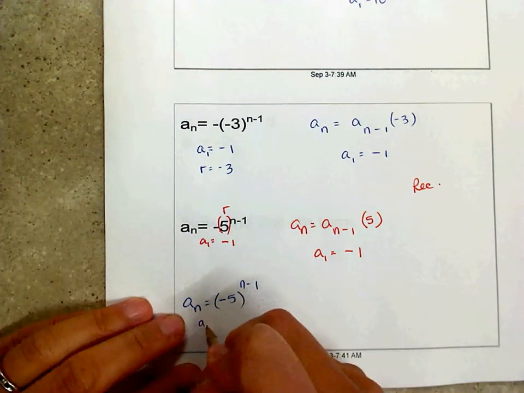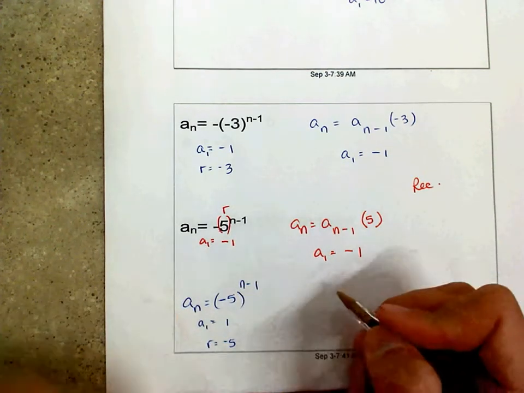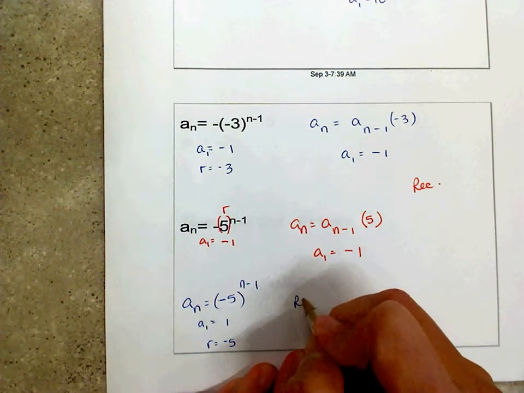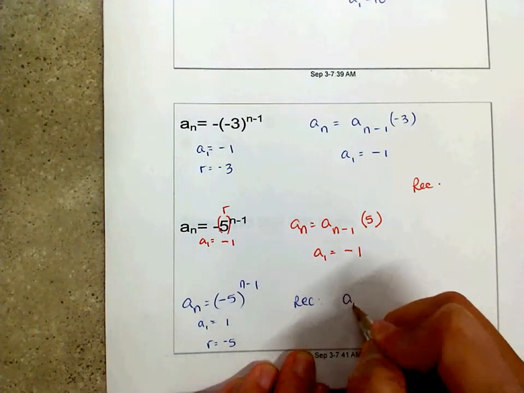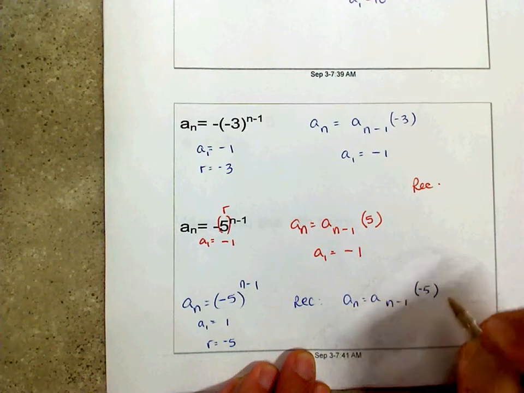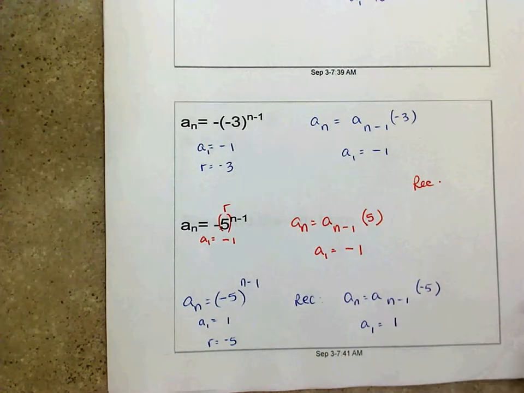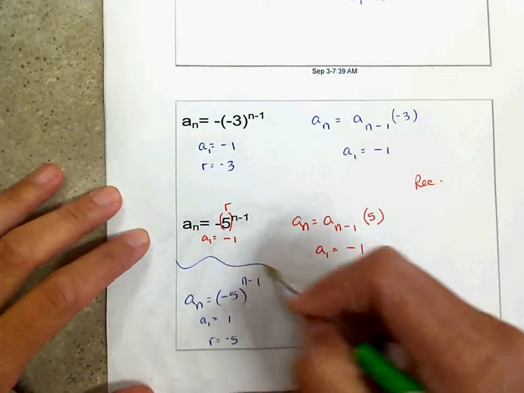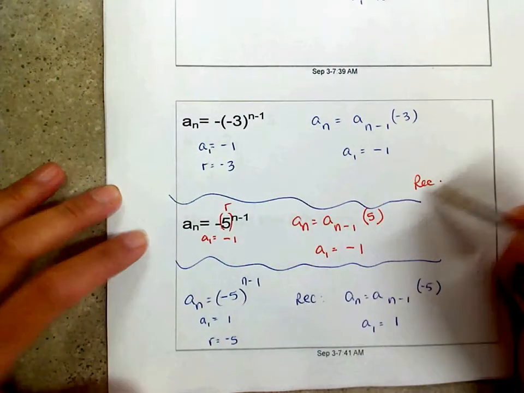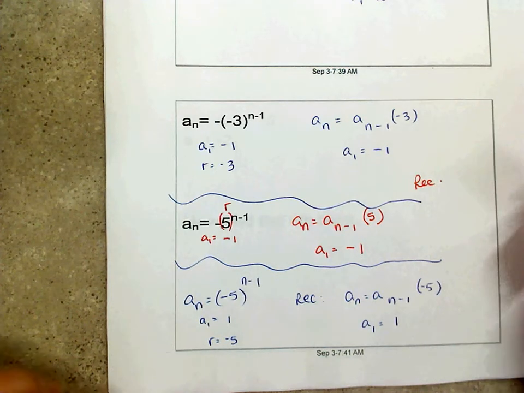My first term here would be 1, and your R would be -5. So your recursive formula will look like this: a sub n equals a sub n minus 1. Your R is -5, but you're starting at the first term, which is 1. Make sure you know the difference between these two. See how the parentheses matters a lot. Okay?